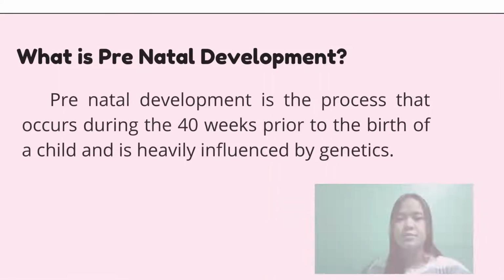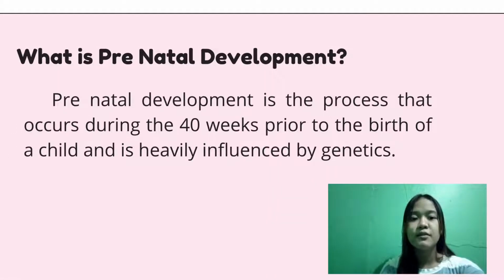So what is prenatal development? The process of prenatal development occurs in 3 main stages. The first 2 weeks after conception are known as the germinal stage. The 3rd through the 8th weeks is known as the embryonic period, and the time from the 9th week until birth is known as the fetal period.